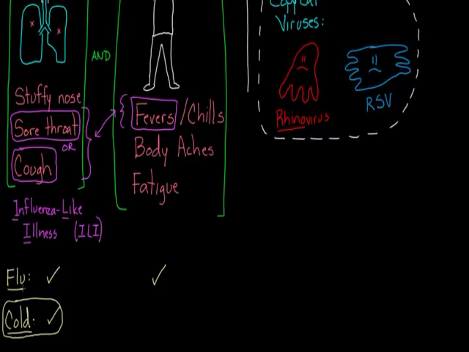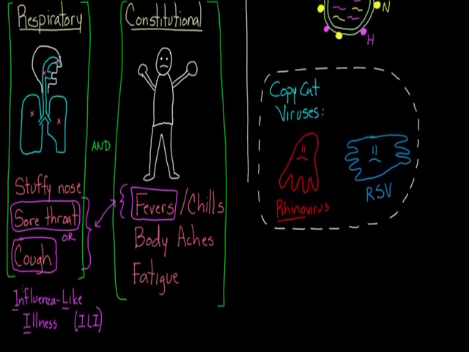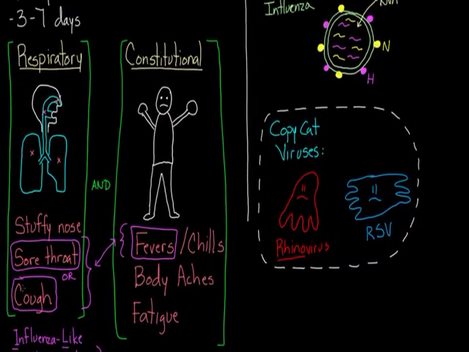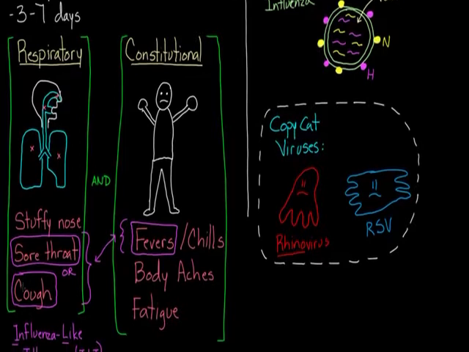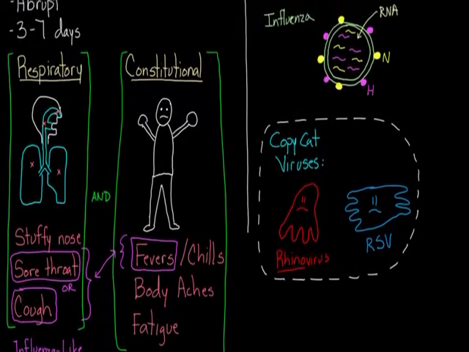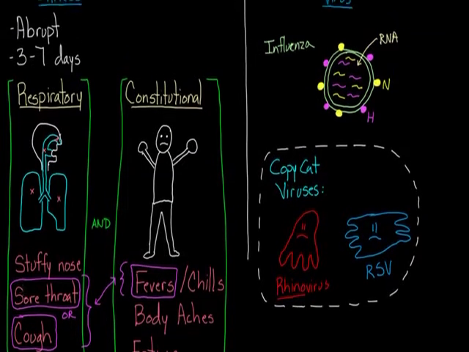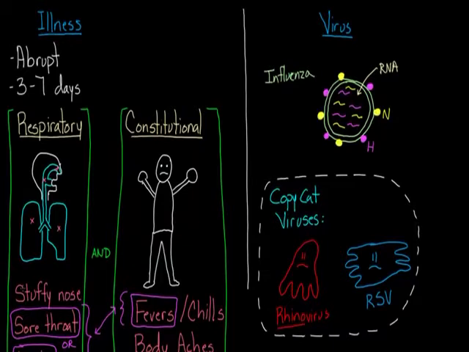This isn't perfect. Once in a while, people will actually fool you and they will have one of these copycat viruses, the rhinovirus or RSV or adenovirus, there are many other ones, and they'll actually have influenza-like illness. They'll have sore throat and fevers and body aches. So it's important to know that every single time we clinically think someone has flu illness, it doesn't necessarily mean that they have the influenza virus.